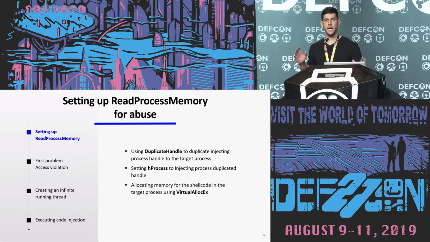Okay, so let's start setting up ReadProcessMemory. So the first parameter we need to set up is hProcess. We can set it up by using DuplicateHandle. So we're going to duplicate the handle of the injecting process into the target process, and then we have the handle inside the target process. We can use it as hProcess. Then we will allocate memory for our shellcode. The dummy stack we already allocated earlier. The base address of the shellcode we already know because it's in the injecting process. And the size of the shellcode we already know because it's also something we know in the injecting process.